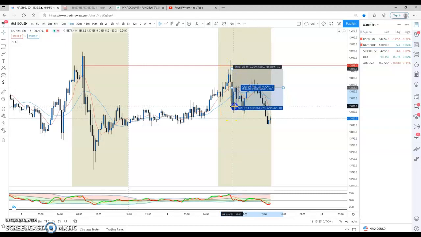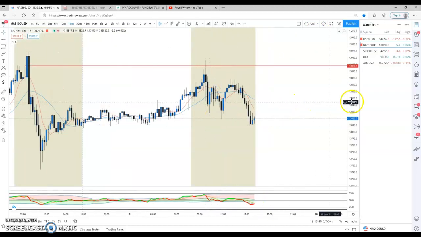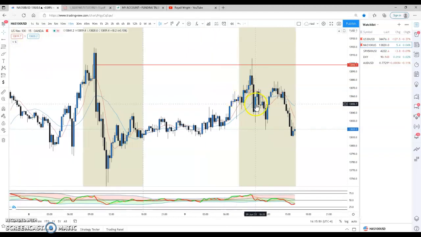Stop loss up there, and I was targeting 1-to-1s. So that's the 1-to-1 there: 280 points to make 280 points. TP was hit literally on the same candle. Then you just wait. You can see here you got a bullish order block, but you're still in that downward move, so you're not looking for buys.